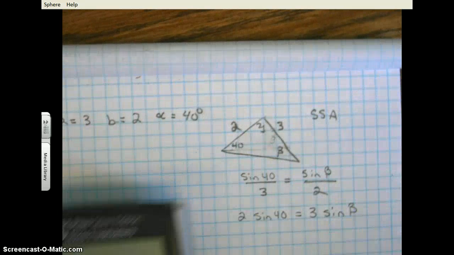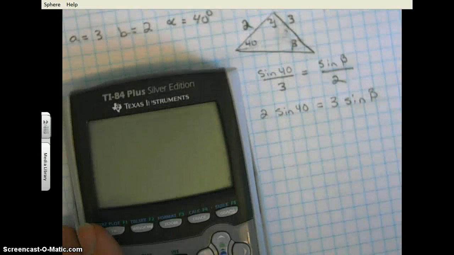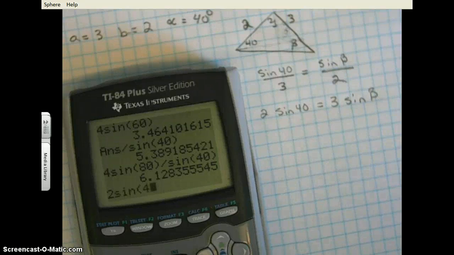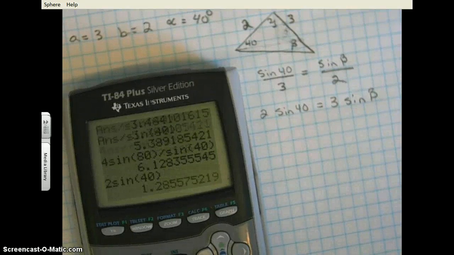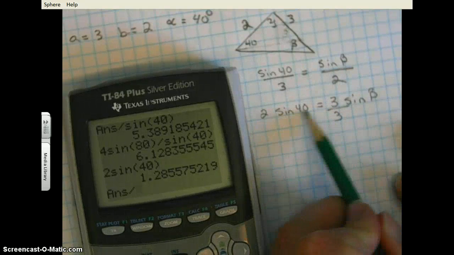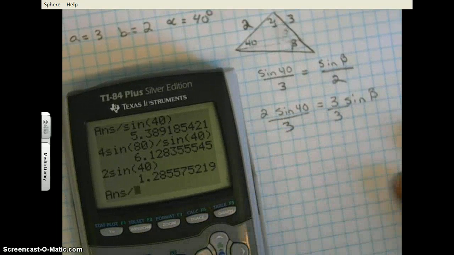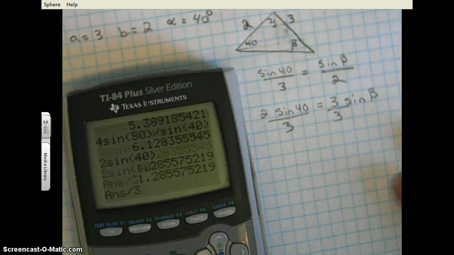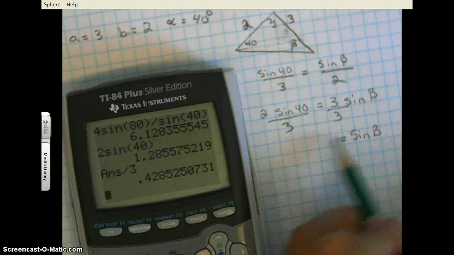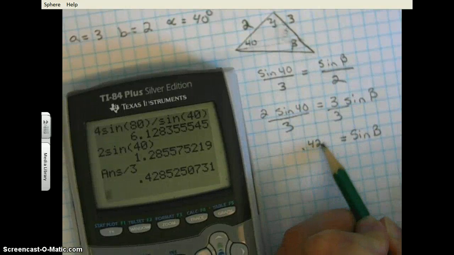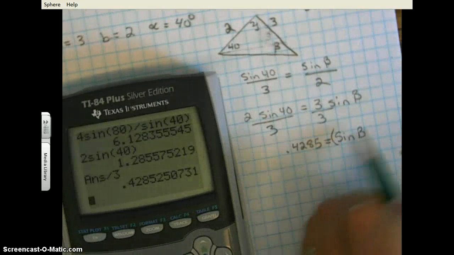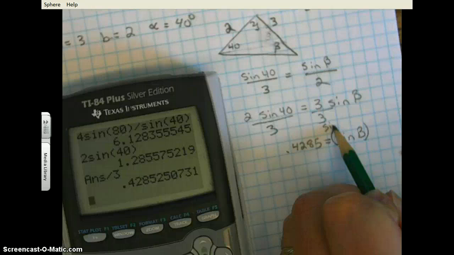Let's see what we get. 2 times the sine of 40, divided by 3. So we get the sine of beta equals 0.4285. To solve for beta, we're going to do the inverse sine on both sides.